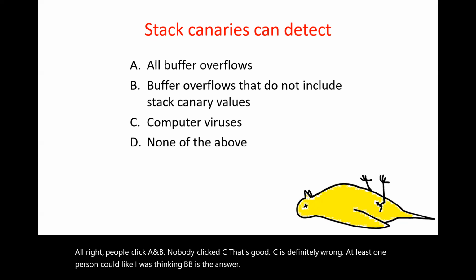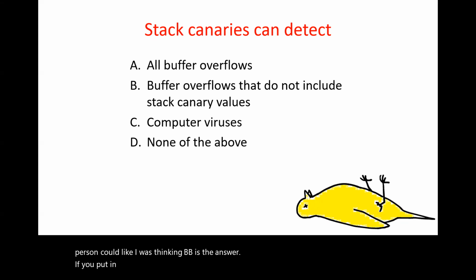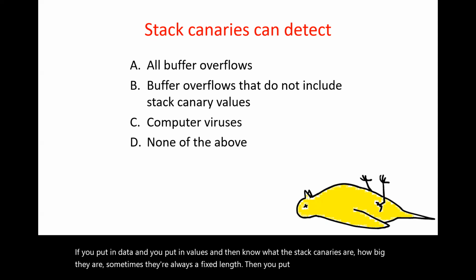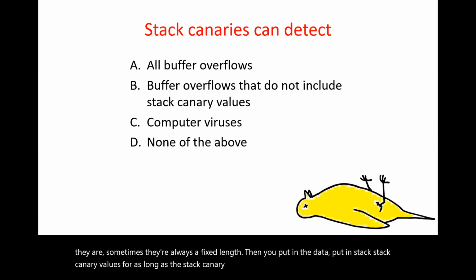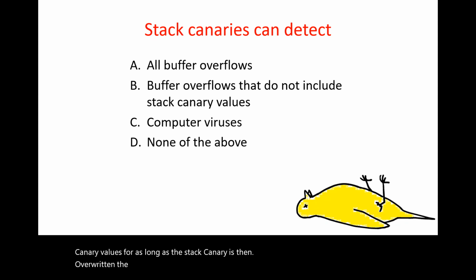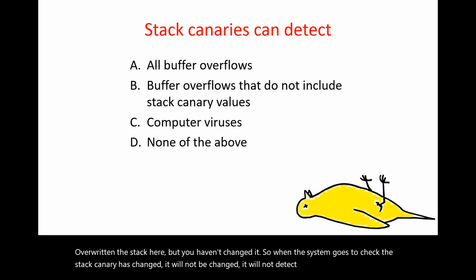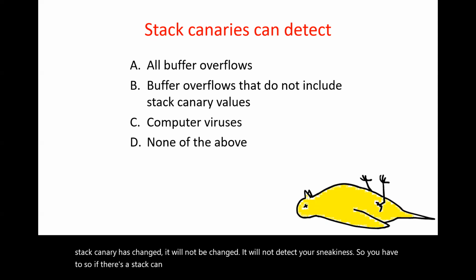If you put in data and you put in values, and you know what the stack canaries are, you know how big they are. Sometimes they're always a fixed length. Then you put in stack canary values for as long as you know the stack canary is. Then you've overwritten the stack canary, but you haven't changed it. So when the system goes to check if the stack canary is changed, it will not be changed. It will not detect your sneakiness. So if there's a stack canary between variables, but you input a value that contains that stack canary, the system won't detect it.